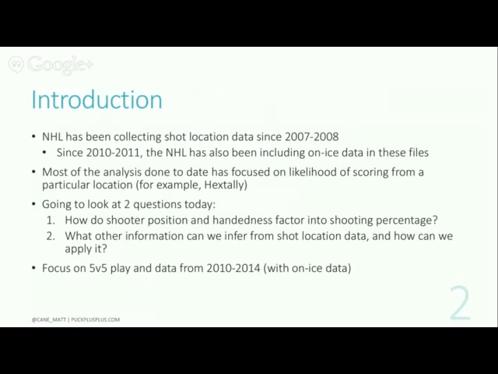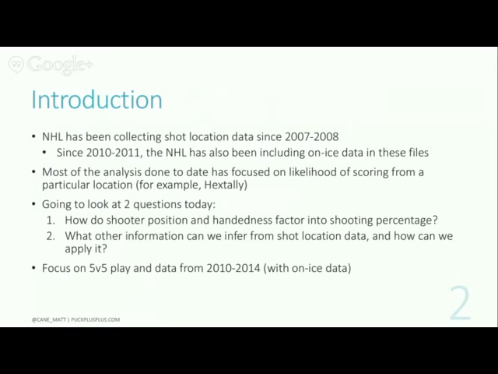Most of the analysis and work that's been done to date has looked at how frequently shots go in from different parts of the ice. The best example of this is obviously the Hextall graphs that are available on War on Ice that show that in the scoring chance area, the home plate area, shots are way more likely to go in than, say, taking a shot from the outside hash marks.